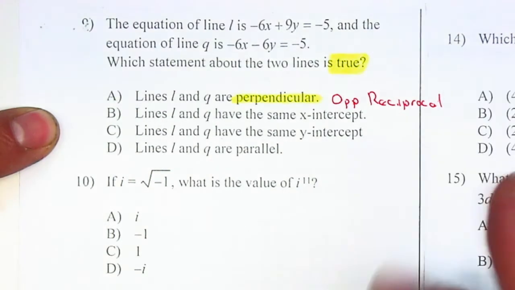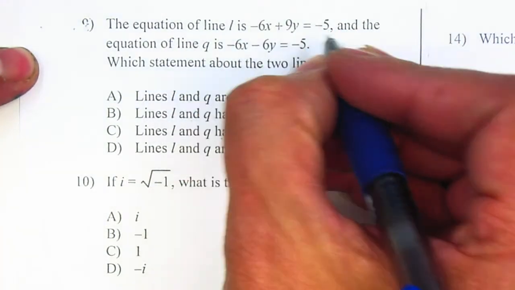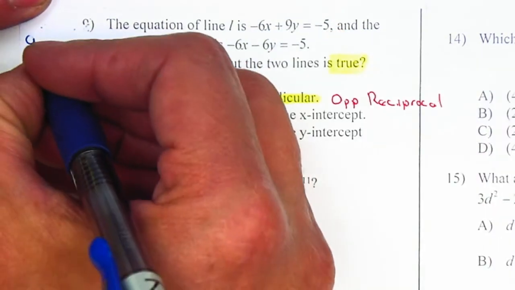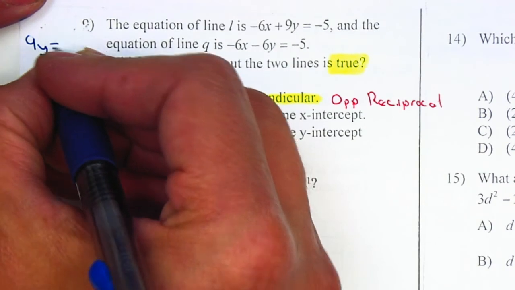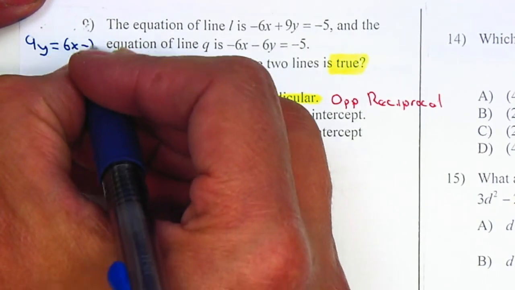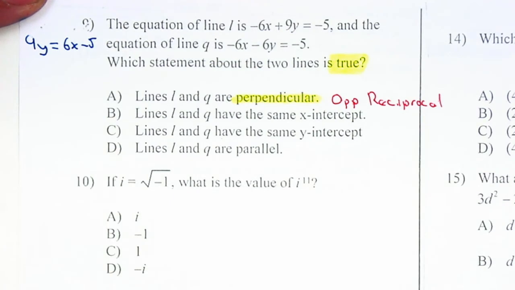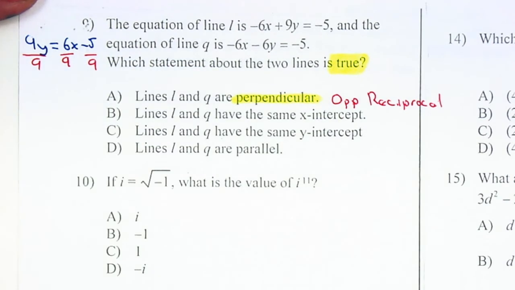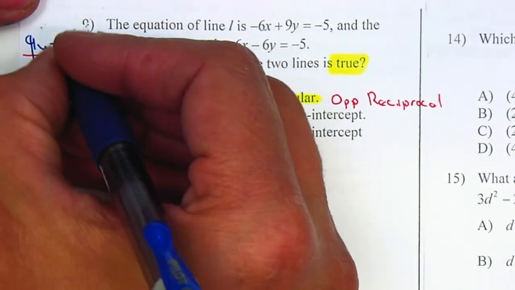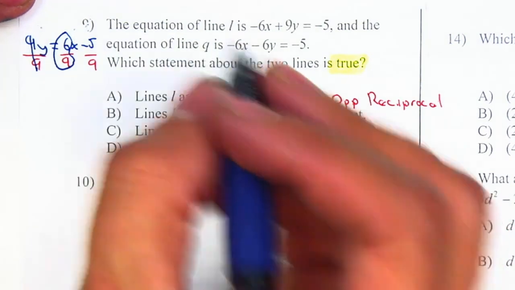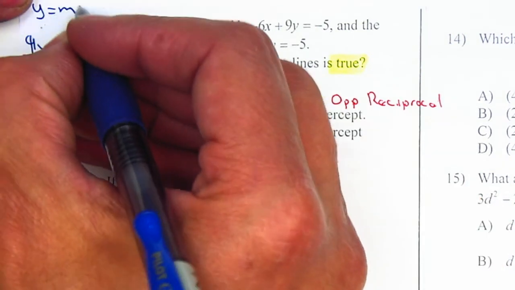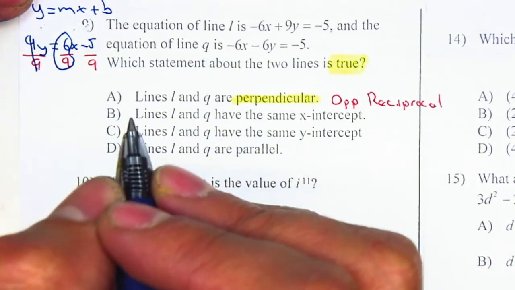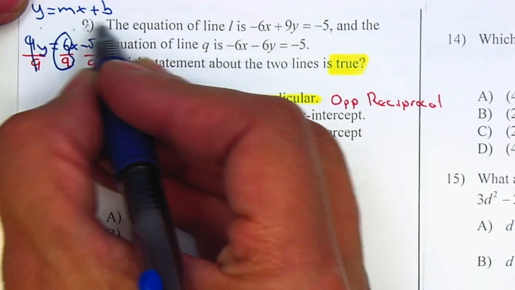To find the slope, I'm just going to move my negative 6x to the right, becomes a positive. Therefore, I have 9y is equal to 6x minus 5. And I need to leave the y by itself, so I'm going to divide by 9, divide by 9, divide by 9. That will cancel. This is your slope. Remember, once we have it into y is equal to mx plus b, the slope is right next to the x, the coefficient for the x. But it must be on this format.